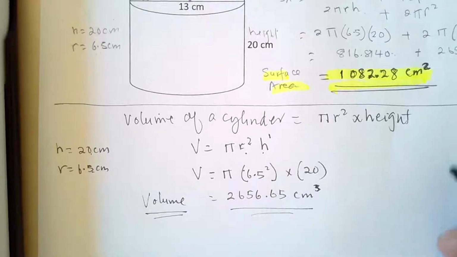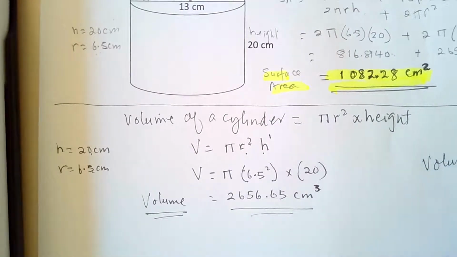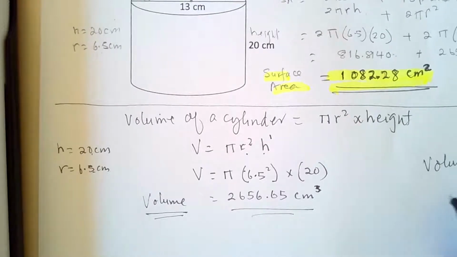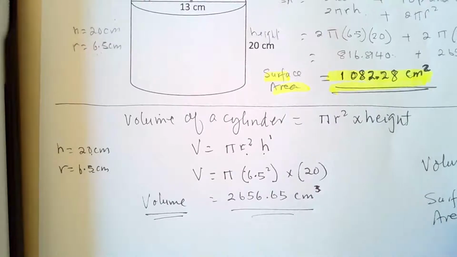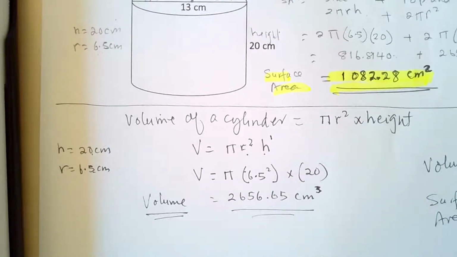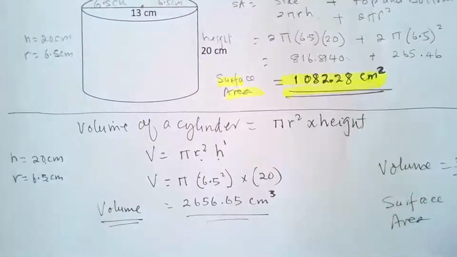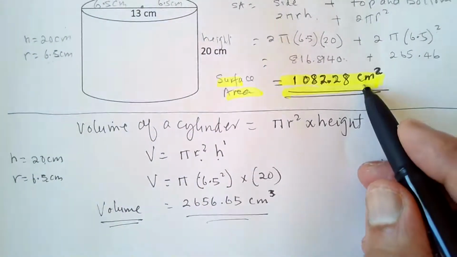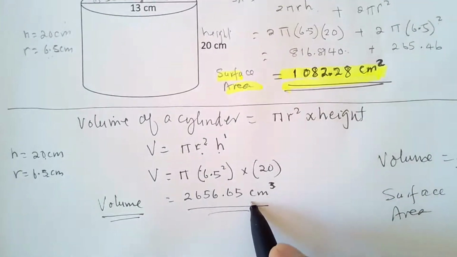So we can put that aside. The volume is 3 dimensions. Surface area is 2 dimensions. That's why we say surface area will be in square centimeters, and volume is in cubic centimeters.